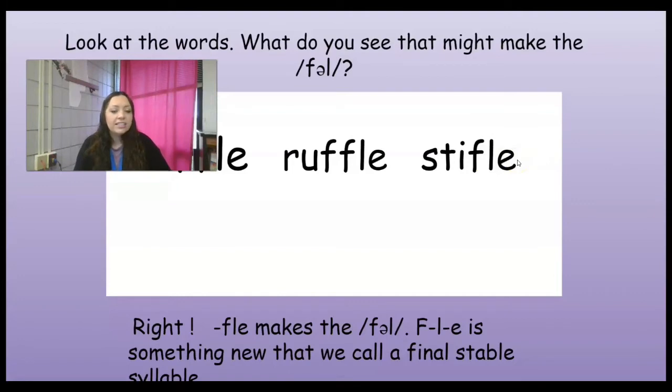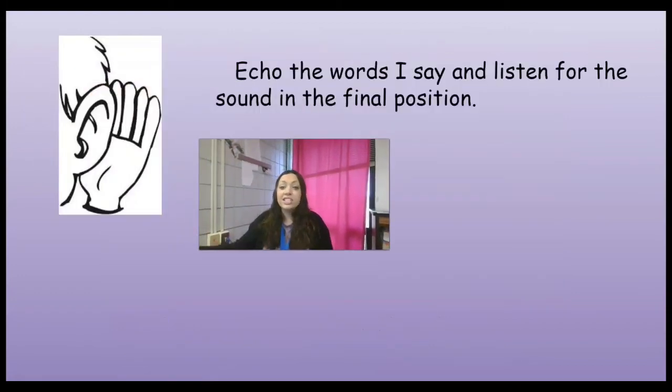And that F-L-E is something new that we talked about yesterday. It's called a final stable syllable. Remember, final means it's at the end. Stable means that it never changes. If you see F-L-E at the end of a word, it's always going to say full, okay? And syllable because it has its own word part. It's got a vowel in there even though you can't hear it, because just like bull, the E is silent.